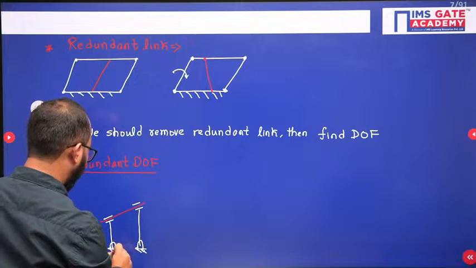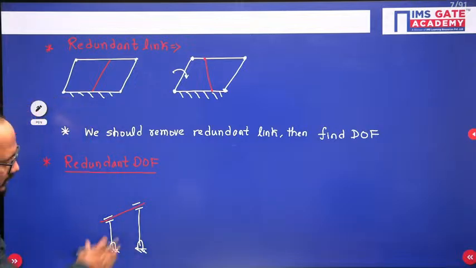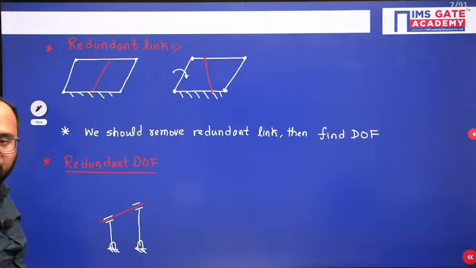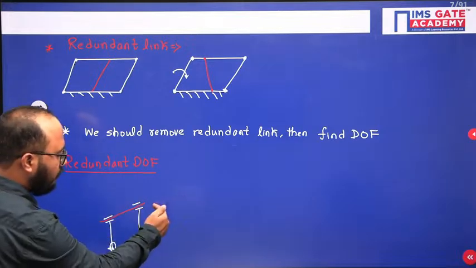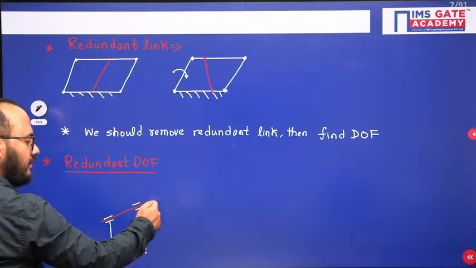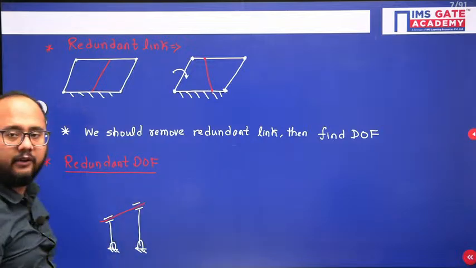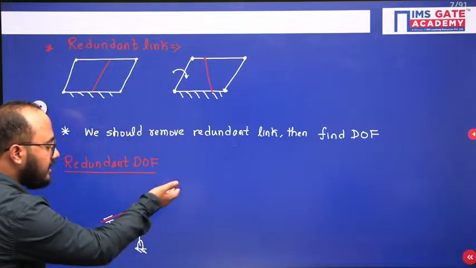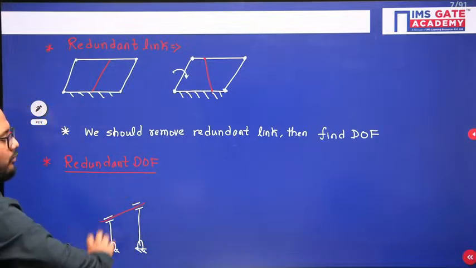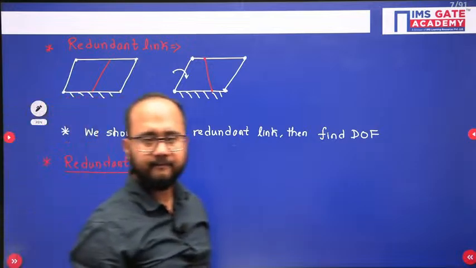Right. Now look at this red member here. Everyone, please carefully understand this red member. If I apply a small force to this red member, it will come out of the link. It will come out of the mechanism actually. Or better I can say, this red member can have a motion without affecting the other part of the mechanism.